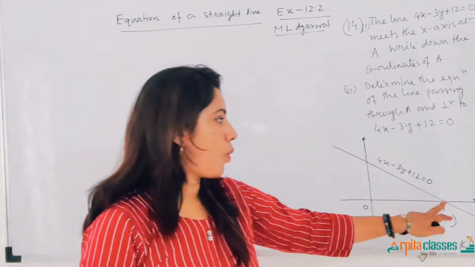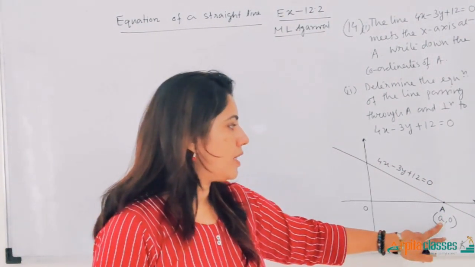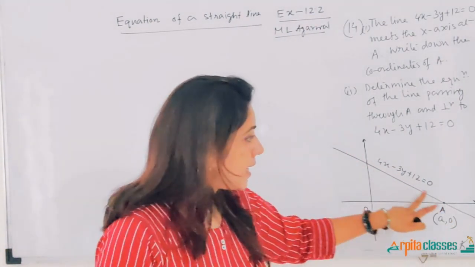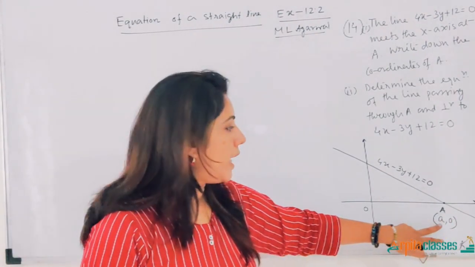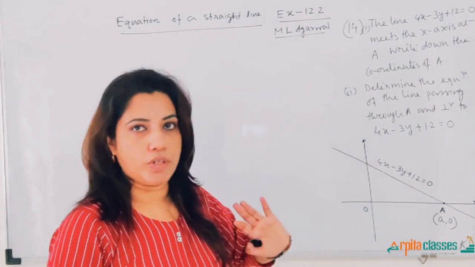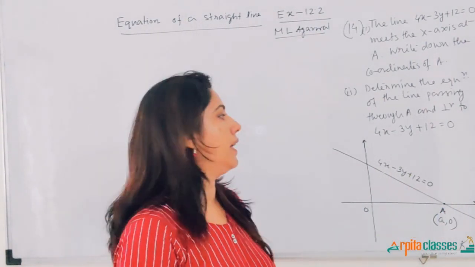It is having some x coordinate which is taken as A and y coordinate is 0. So the point A is A comma 0. Since this point lies on this line, if I put A comma 0 in this equation, it should satisfy the equation. So from there I can get the value of this coordinate A.